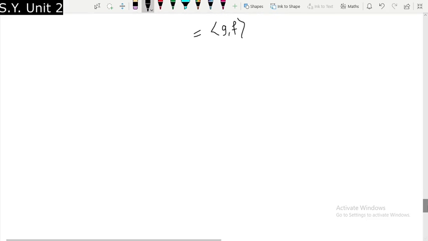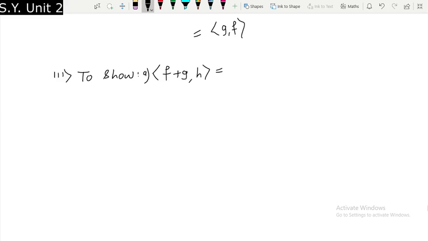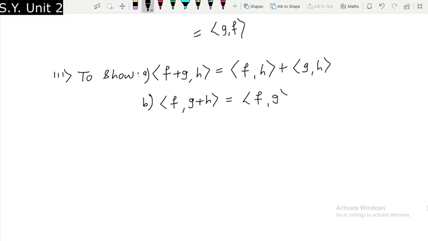That was simple, right? Now we will go for the third property. In the third property, we have to show two things. To show what we are supposed to show: first, the inner product of f plus g with h is equal to the inner product of f with h plus the inner product of g with h, and b, the inner product of f with g plus h is equal to the inner product of f with g plus the inner product of f with h.